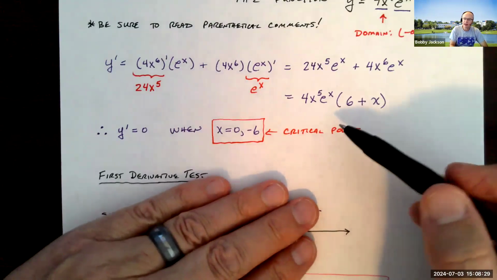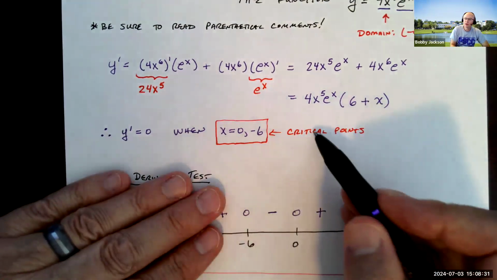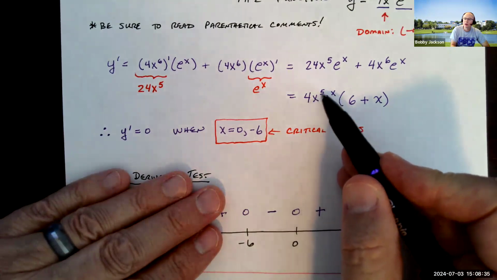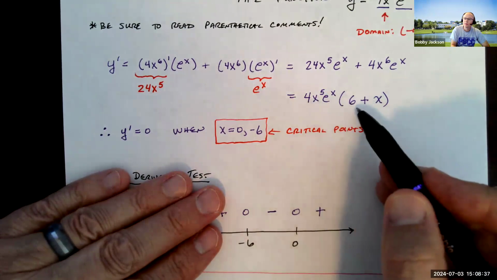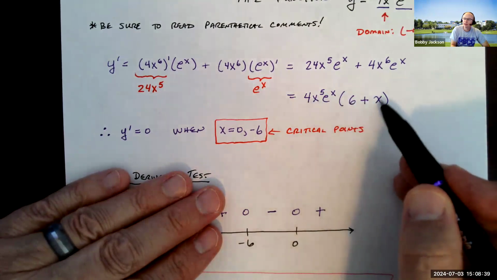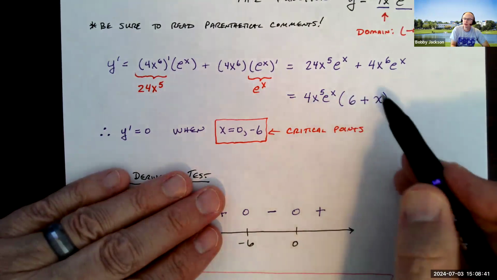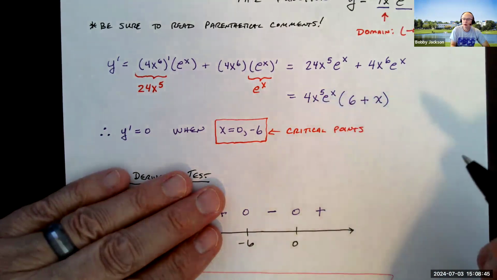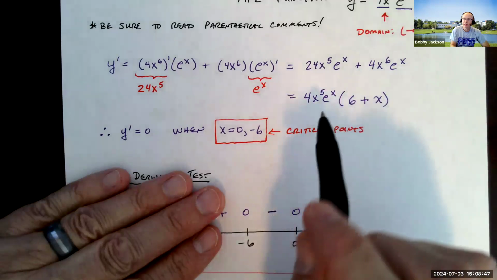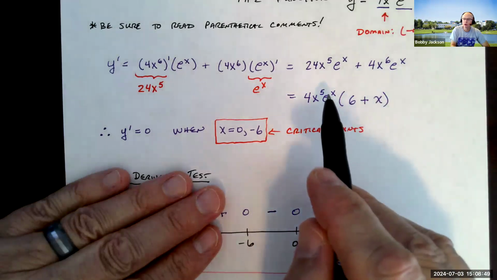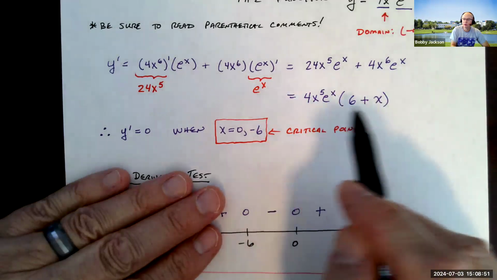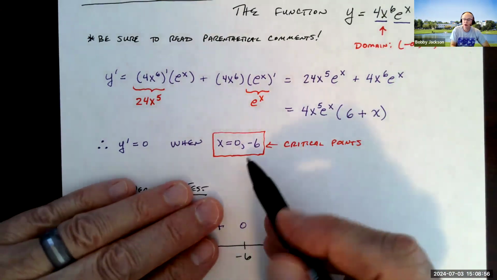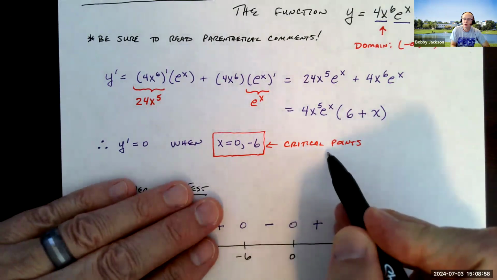And then clearly I can see now the derivative is going to be 0 either when x is 0, right? Because x to the fifth will be 0 when x is 0. Or when x is -6, because everything in the parentheses here in that case would be 0. Of course, e to any power is always greater than 0 and is never equal to 0. So the only two values of x that make the derivative 0 are these. They are in, of course, the domain of the function, which is all real numbers. So these are our critical points.